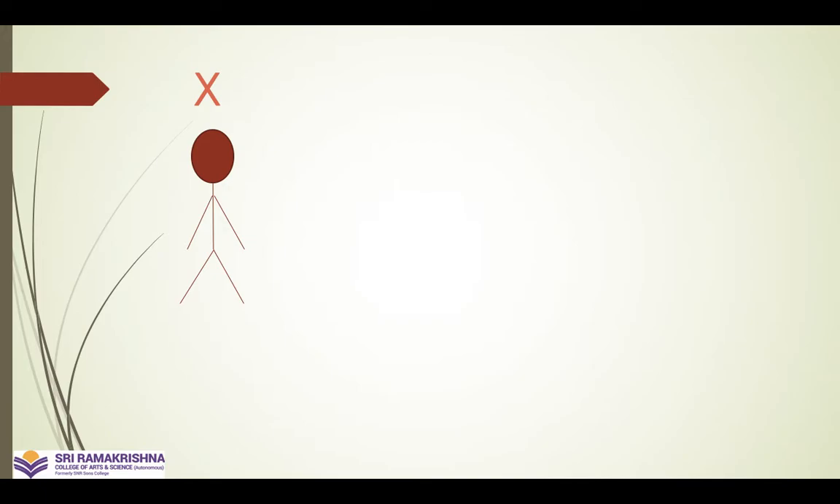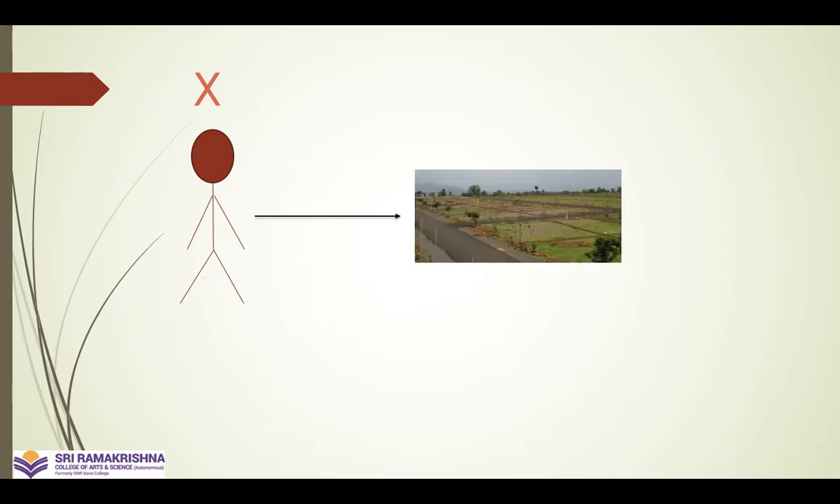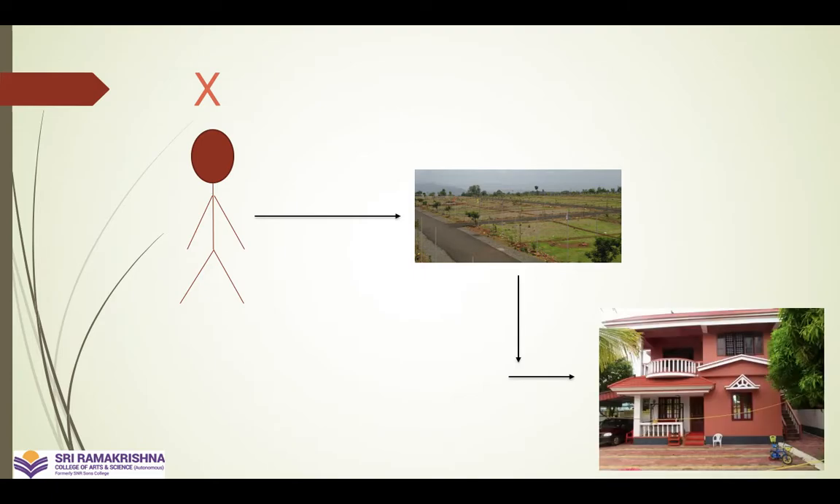In this, for an example, we have a person named X. He purchased a plot of land. After purchasing this plot of land, he wanted to construct a two-storied building. So X is not that much genius to construct a two-storied building, so he went on looking for a civil engineer for this purpose.